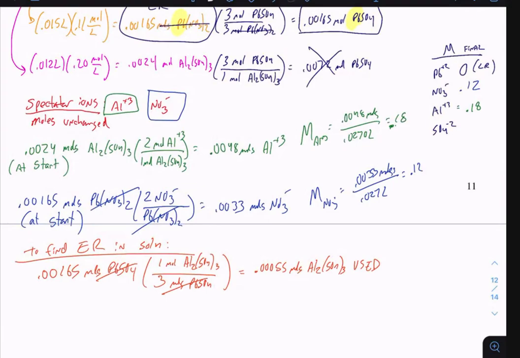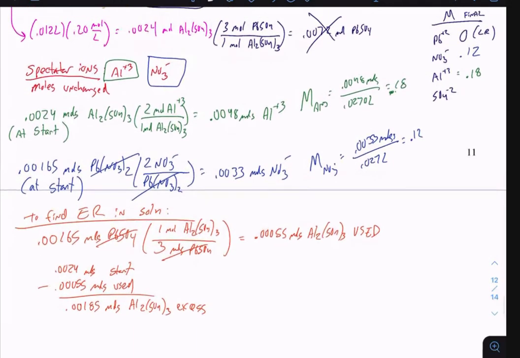If it's from earlier, guys, it's right here, right? We started here. This is one of the first things we calculated. We know that's how much aluminum sulfate we began with. So 0.0024 moles at the start minus 0.00055 moles used will tell us what remains, which is 0.00185 moles of aluminum sulfate excess.